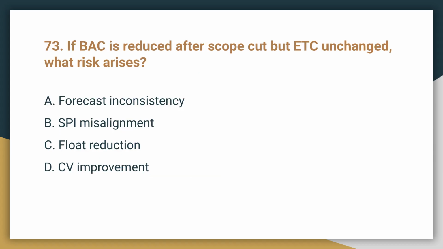Question 73. If BAC is reduced after a scope cut, but estimate to complete, or ETC, is unchanged, what risk arises? The risk that arises is forecast inconsistency. If the scope is cut, the BAC should decrease, and the ETC, representing the cost of remaining work, should also logically decrease unless the remaining work's cost increases substantially.